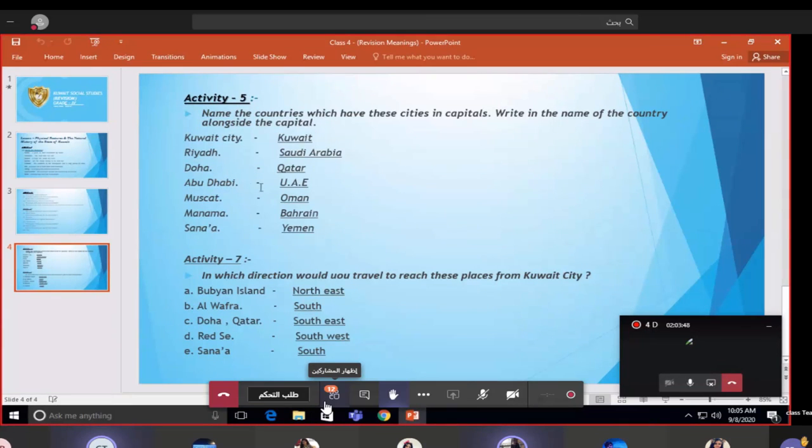The full form is United Arab Emirates. It's also called UAE as a shortcut. It is a short form, UAE, but in full form it is called United Arab Emirates.